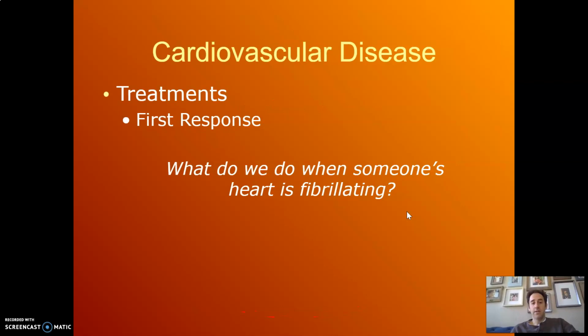So what I'm going to do is pause here, and in part 2, we'll figure out how we fix this. What do we do when someone's heart is fibrillating, and how do we bring them back?